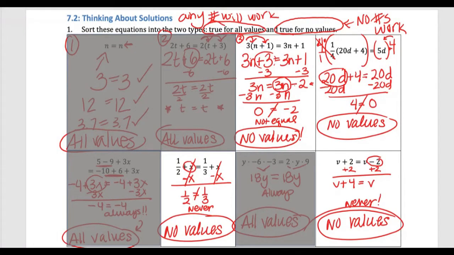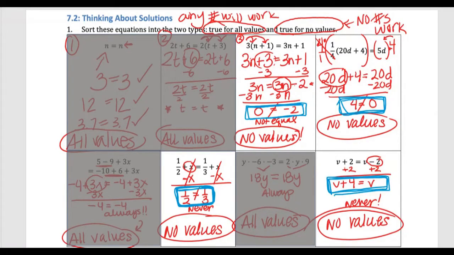So if I look at the very end of each of these, I don't have a variable left, and my left side and right side do not equal each other. My variable's gone, and my left side and my right side are numbers that will never equal. Same thing down here. My left and my right, the variable is gone, and they're never going to be equal. I didn't really go all the way to the end here, but v plus 4 will never equal v.